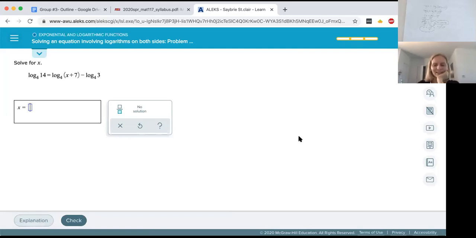Okay. All right. Here we go. Ready? Get this one right. So, this is going to be log 14. This is subtraction, so it's going to be a division: log of x plus 7 over 3. And then I'm going to just take those parts and solve those for x. So 14 equals x plus 7 over 3. Times both sides by 3.